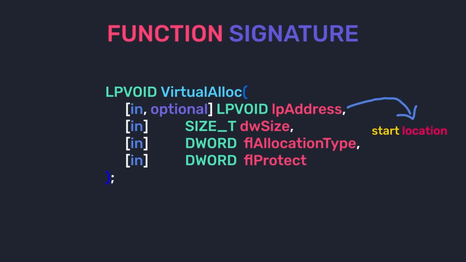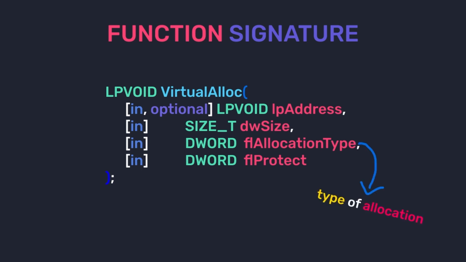The first argument is lpAddress, which allows you to specify the starting location of your virtual memory page. If that memory location is not already used by anything else, then the memory manager will allocate your page at that location. This is an optional argument, meaning that you can pass null and the memory manager will choose where to put your page. The second argument is dwSize, which allows you to specify the size of the allocation. This argument is going to be rounded up to the nearest page boundary, which is the nearest multiple of 4096. We'll discuss this more later in the video.